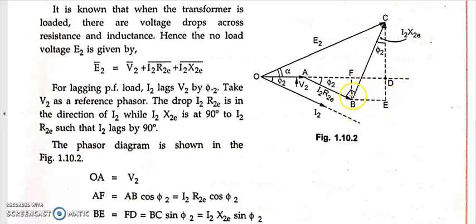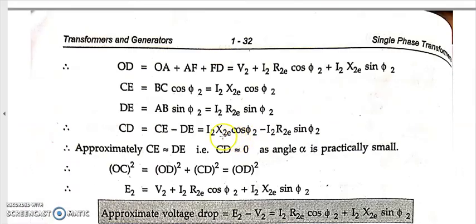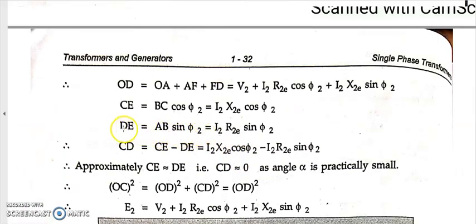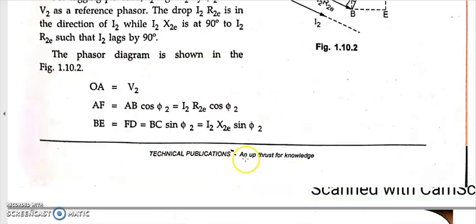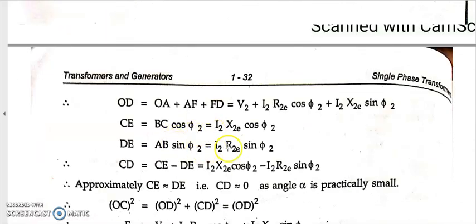FB is the opposite side, this is the adjacent side, and this is the hypotenuse in triangle AFB. To find the opposite side, I calculate the sine. So sin phi 2 is equal to FB by AB, so FB is equal to AB into sin phi 2. Here FB is equal to DE, so they have written DE; you can also write FB. The length of AB is known, so I write it as I2 R2E, and sin phi 2 stays as it is.